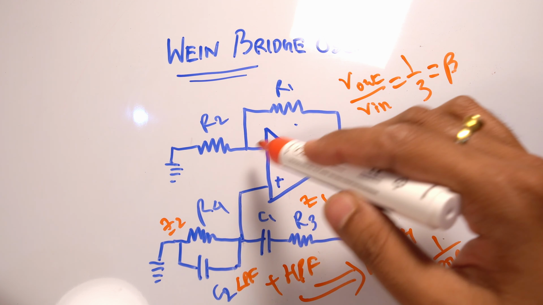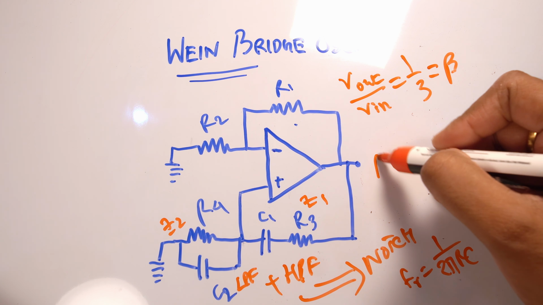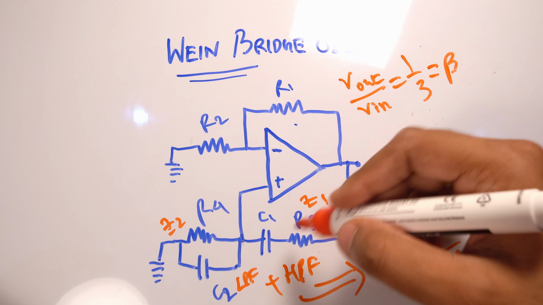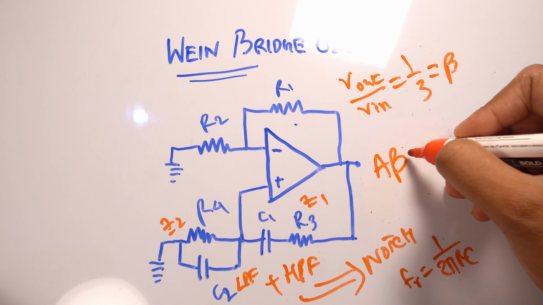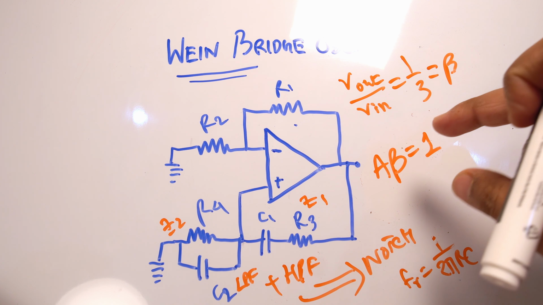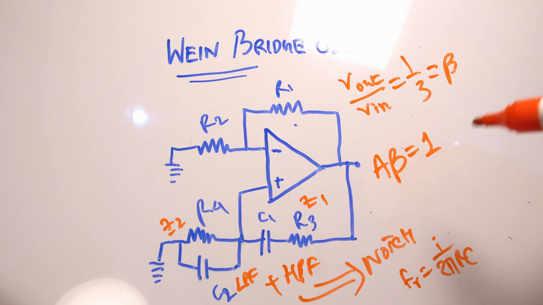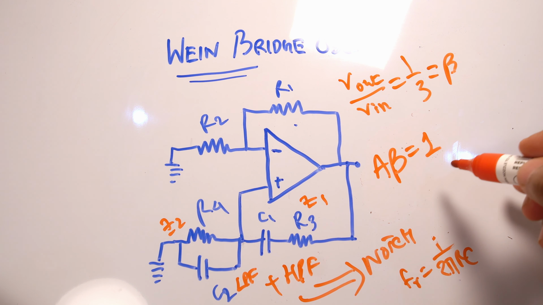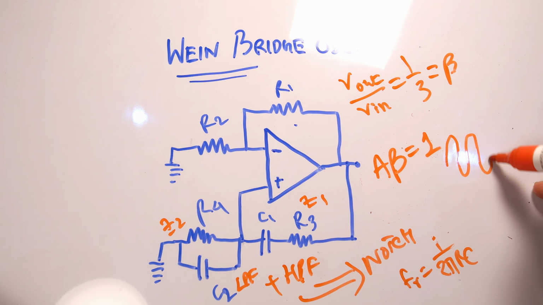Now if we say that the gain of this part of the circuit is A, and the beta we know is 1 by 3, it will only oscillate if A multiplied by beta is equal to 1. So this is where the main complication of the circuit comes: when A into beta is equal to 1, then only we will have a sustained oscillation and a clean oscillation.